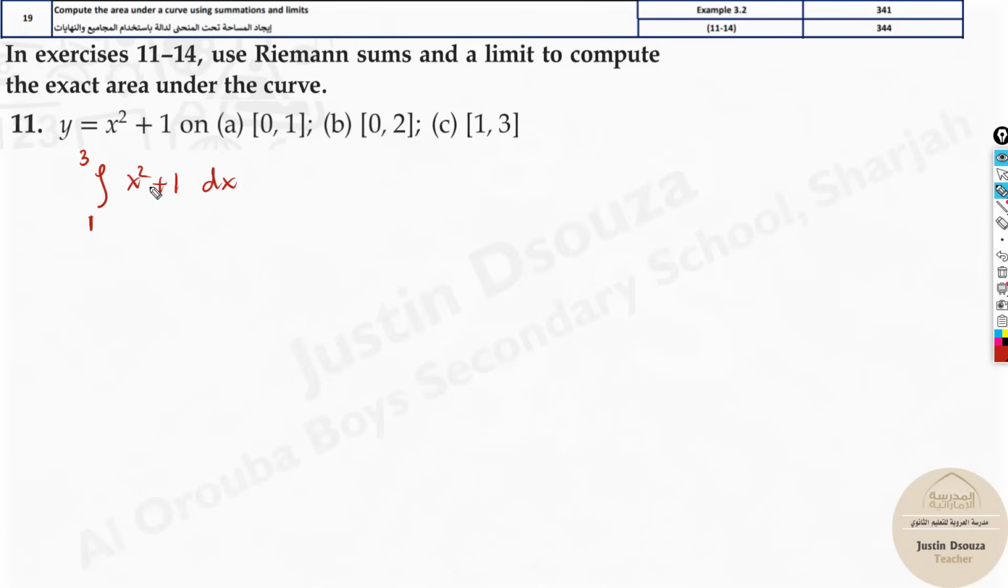Now I will solve this up. Integrate this. When you integrate, it will be one more power. x squared becomes x cubed divided by 3 plus x. Now this is a definite integral, so these limits have to be substituted in this.